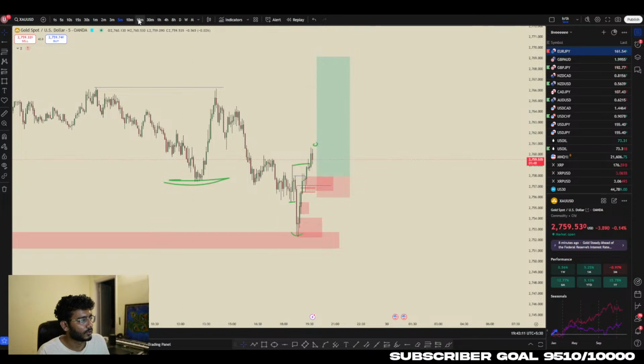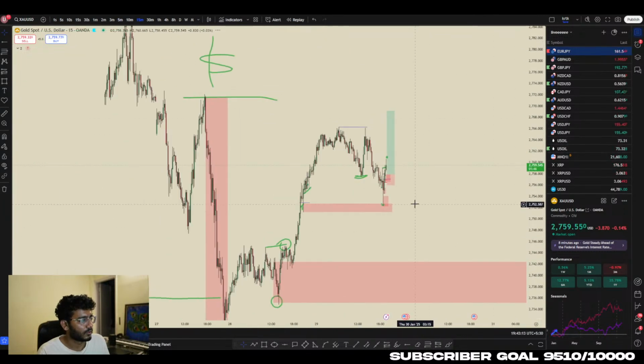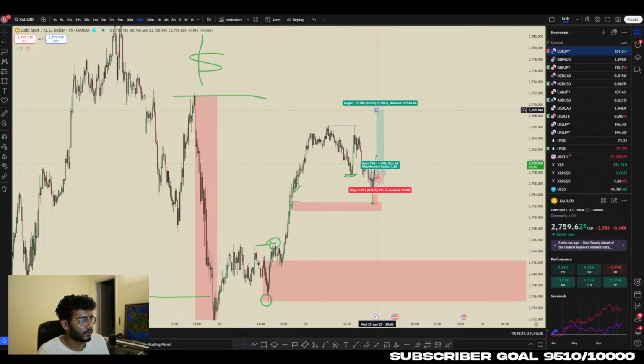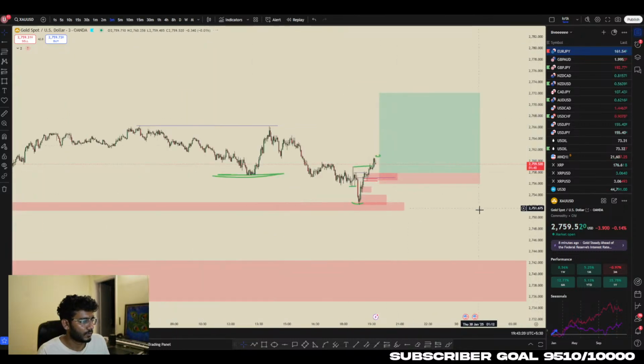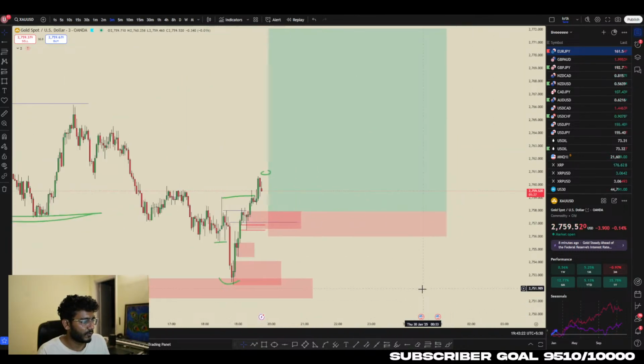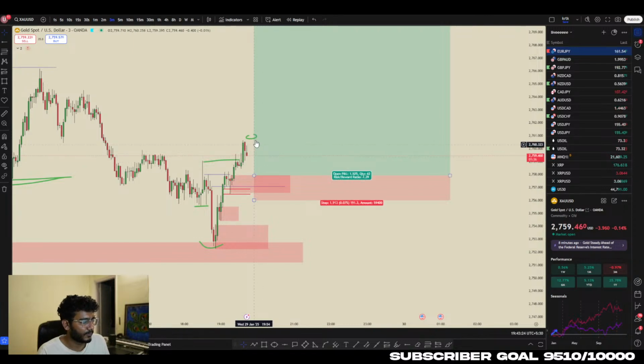Only this high around 1:7. Okay. Wait for price to create some kind of engulfing and then only enter. Okay. Let's see. Okay. So this is a gold chart. Okay. Sorry. This is a gold chart.